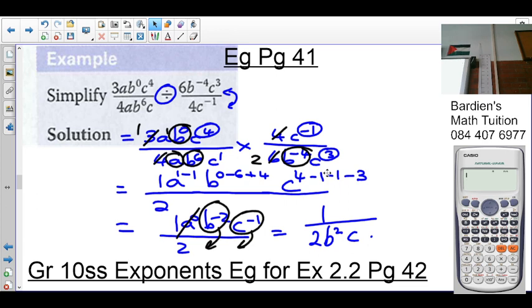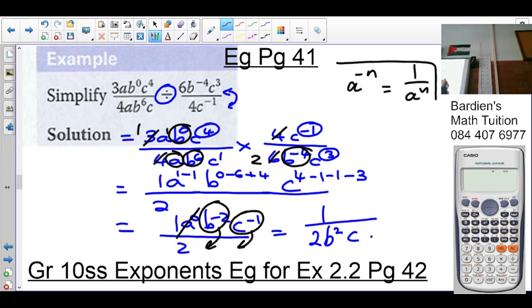So how can you move b to the minus 2 and c to the minus 1 to the bottom? Because they always want it written with positive exponents. That's why I put it at the bottom. The rule says if you have a to the exponent negative n, it can be written as 1 over a to the n. That's the deduction made from the second law of exponents. So we would always want the exponent to be positive.